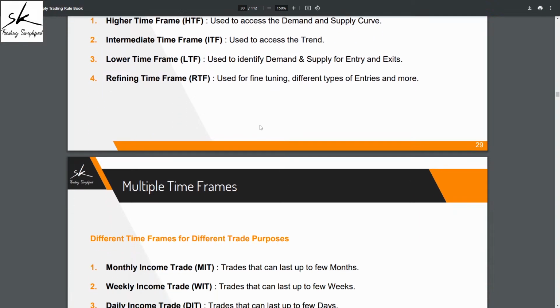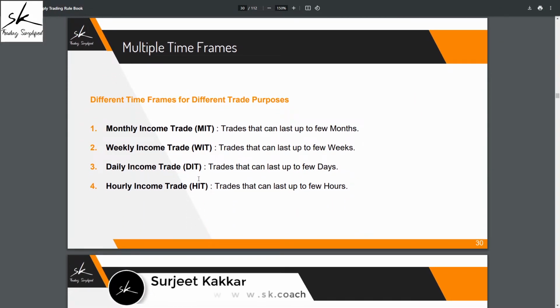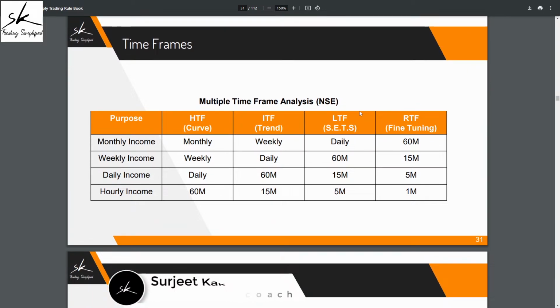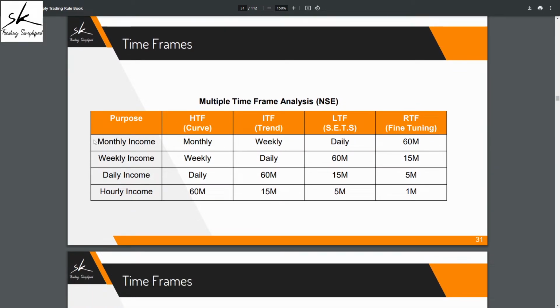Next, what are the 4 different trade purposes? We have already talked about it. What is HIT, DIT, WIT, and MIT? So now the question comes that for every purpose of trade, what will be my 4 different time frames? And we get the answer from this table. Now you can see in this example I opted, I want to plan monthly income trades.